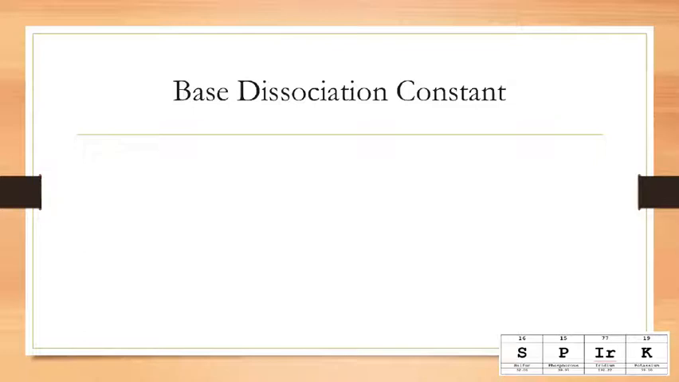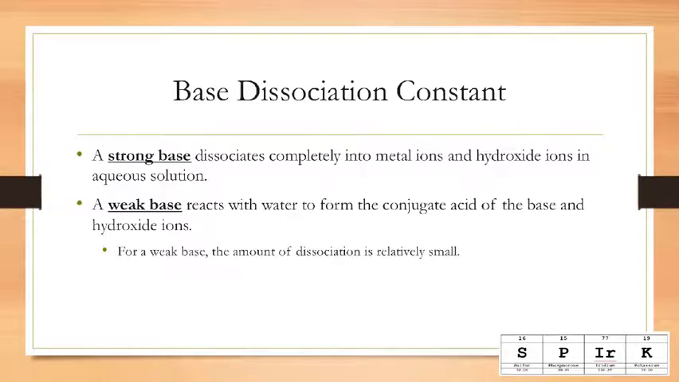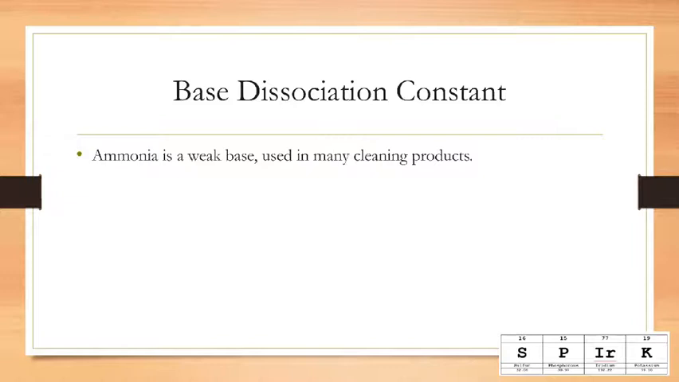So we also have a base dissociation constant. A strong base dissociates completely into metal ions and hydroxide ions in aqueous solution. A weak base reacts with water to form the conjugate acid of the base and the hydroxide ions. For a weak base, the amount of dissociation is relatively small. Ammonia is a weak base, and it's used in many cleaning products.